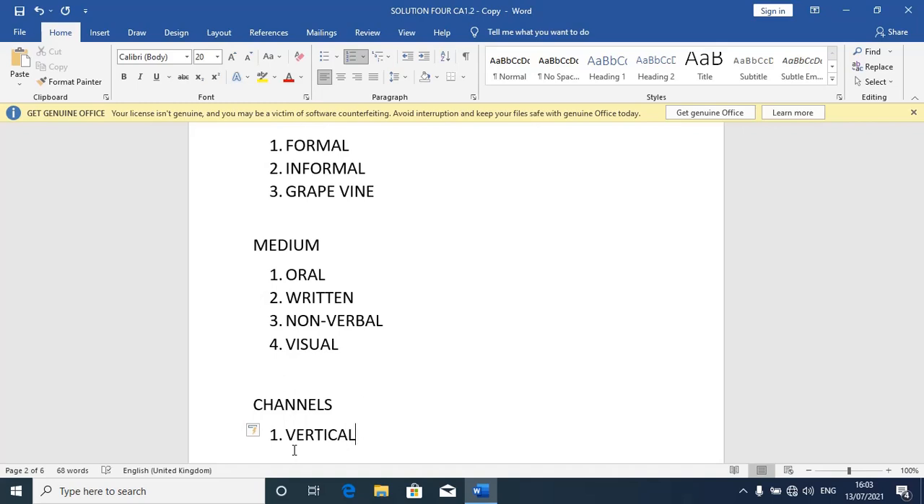It can be vertical upwards or vertical downwards. If the communication is vertical upwards, you are communicating to superiors. Juniors are communicating to superiors, and the purpose could be making a request to a supervisor, seeking permission, or giving reports. That is called vertical upwards.